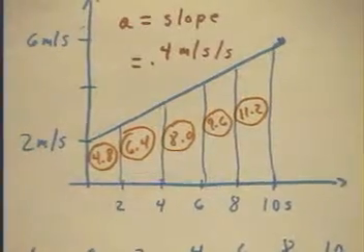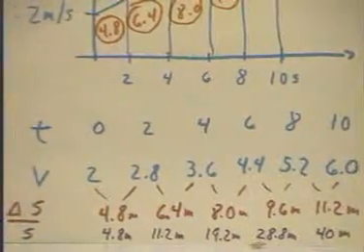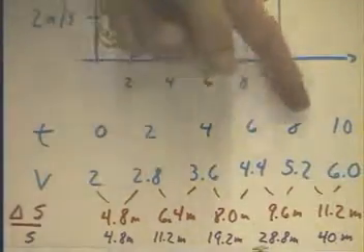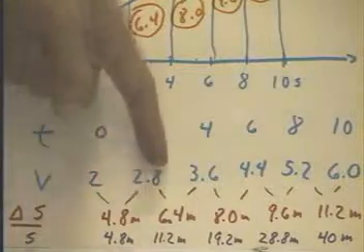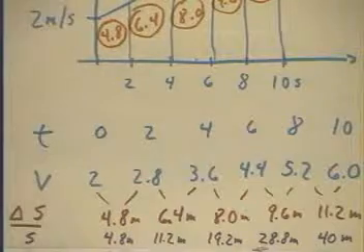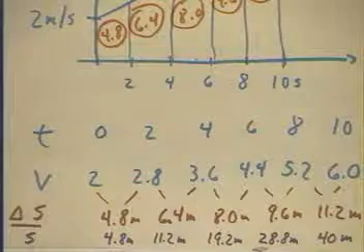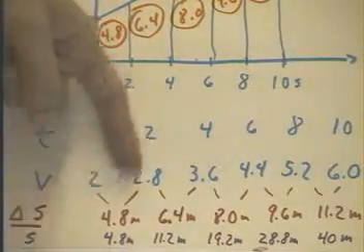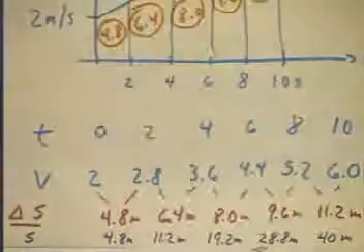Now the table shows us our clock times, 0, 2, 4, 6, 8, and 10 seconds. The velocities that go with those clock times, 2, 2.8, 3.6, 4.4, 5.2, 6.0 meters per second. And then we get the average velocities, the 4.8, I'm sorry, not the average velocities, but the displacements. We calculate average velocity multiplied by time interval to get the displacement on each interval.